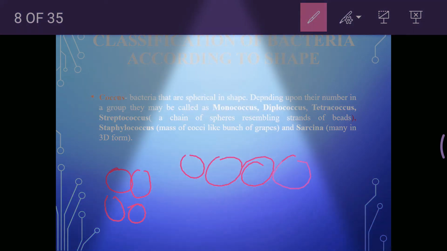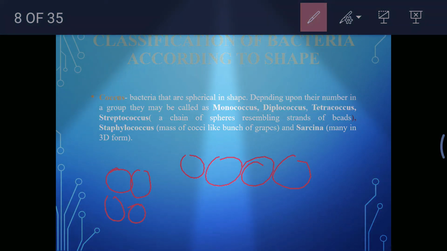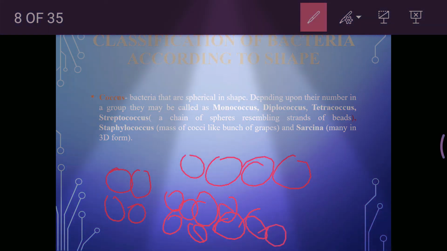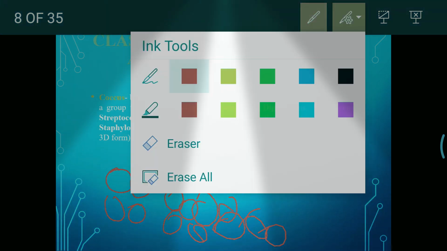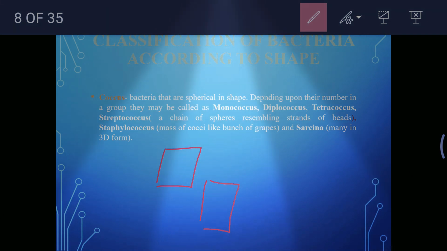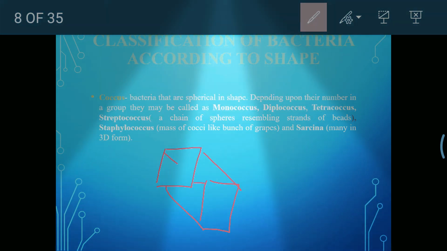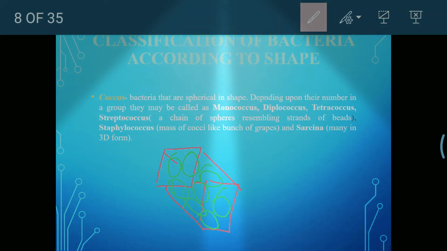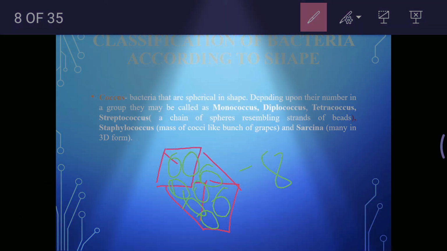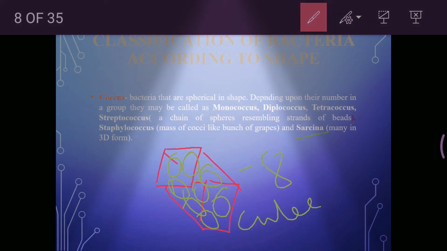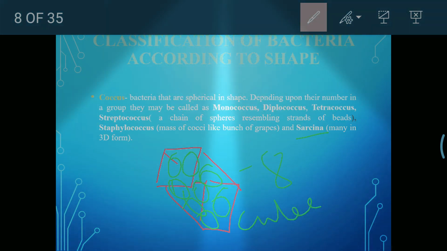Sometimes they form chains, and that condition is known as streptococcus, but other times they form just irregular shaped globular masses, and this is the staphylococcus condition. Other times you will see them arranged in a cubical form, and when they are arranged in a cubical condition, we say that they are in sarcina form. In this sarcina form, eight of the globular coccus bacterium are arranged together to form a 3D cube. This is about the sarcina. So with this, at least you have a little idea about the coccus bacterium.